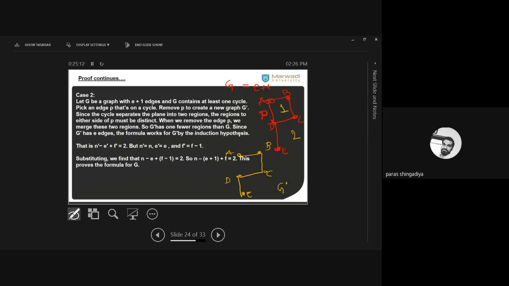When we remove the P, now compare both graphs. We delete the P and we get a new graph G dash, and then compare G and G dash. Clear? So how many edges will the graph contain? E is the same as E dash. We delete the P to get a new graph, and we get the relation E dash is equal to E. We deleted the P from here. So how many edges now?